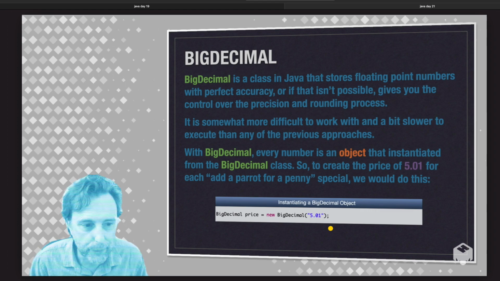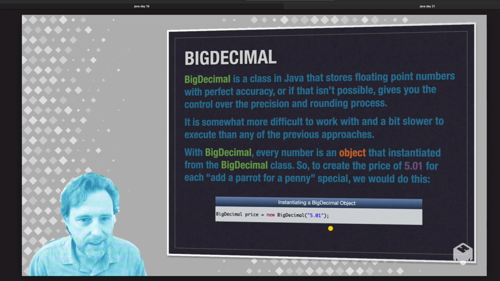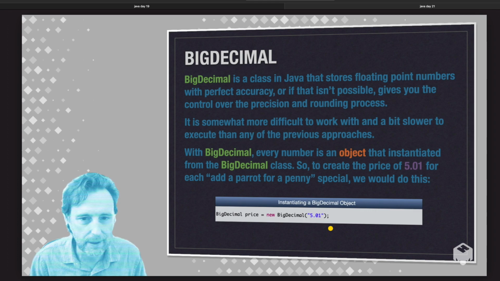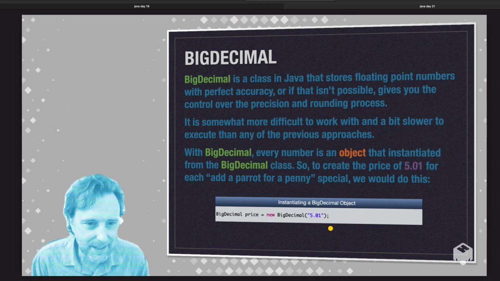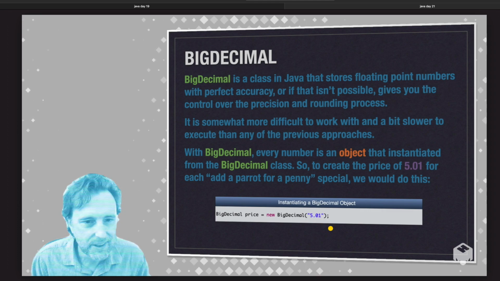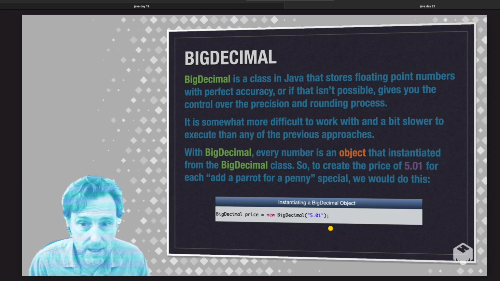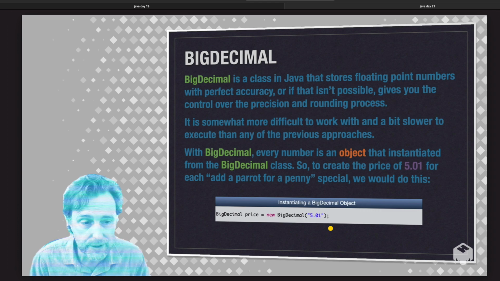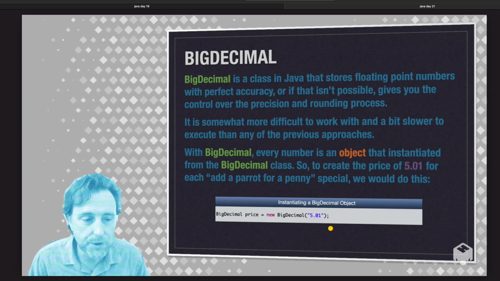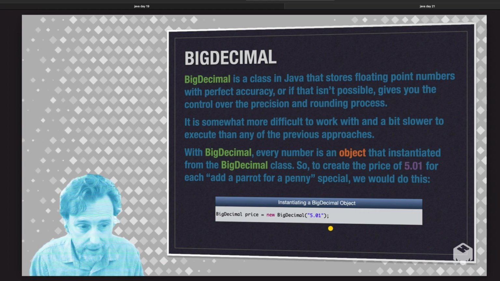It sounds wonderful, right? That first sentence, if that was the sales blurb, you'd say, all right, I'm sold. I'll take BigDecimal. However, let me also tell you some of the downsides. It is, I say, somewhat more difficult to work with and a bit slower than previous approaches, and those might be understatements. Of course, a bit slower on a computer, you guys know, is still, in general, fairly quick.